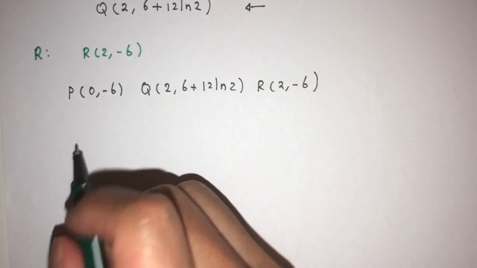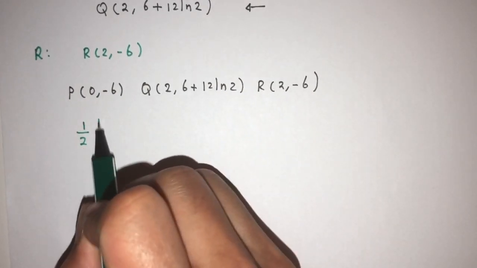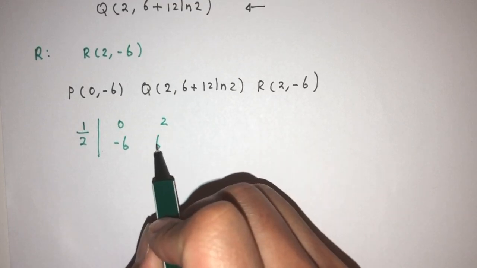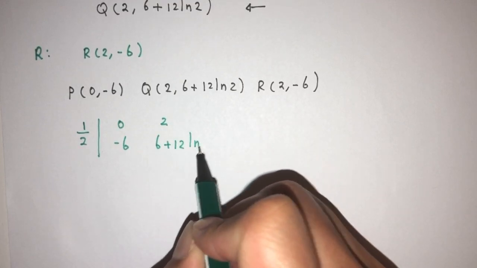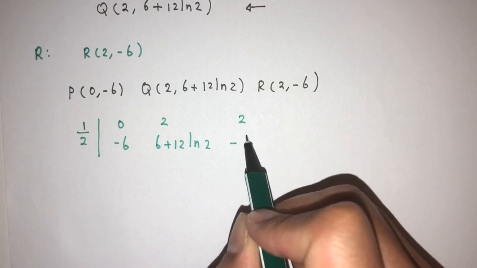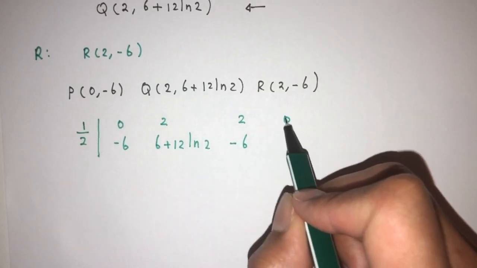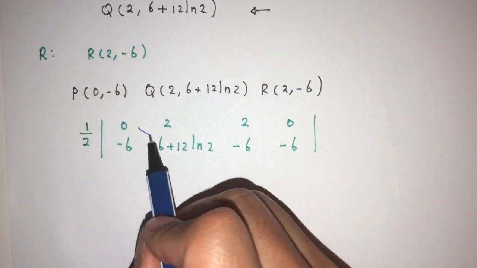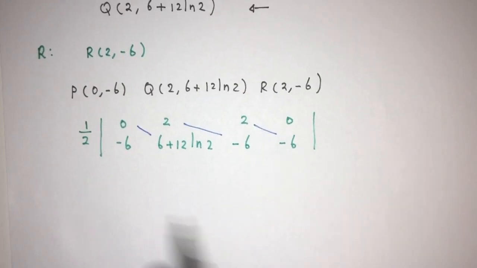So I will do half, I will write half modulus of the first point, (0, -6). Then we have (2, 6 + 12 ln 2). Then we have (2, -6). Of course, you have to end with the same point for this formula. Now we have to multiply in this direction first, right? That will be half.